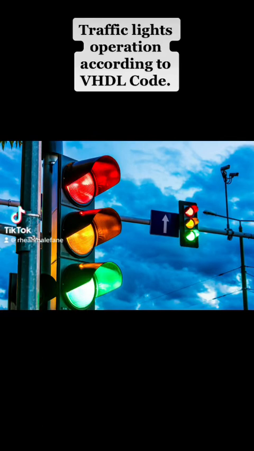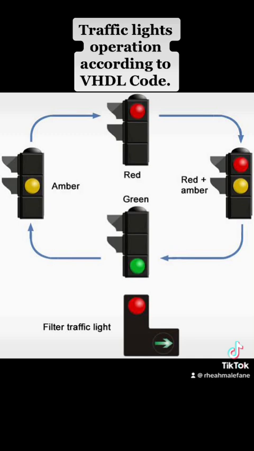Hello guys, today we're going to show you the traffic lights operation according to the VHDL code. As you all know, the traffic lights have three colors which are red, amber and green.